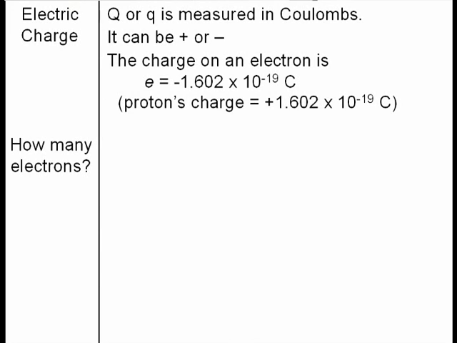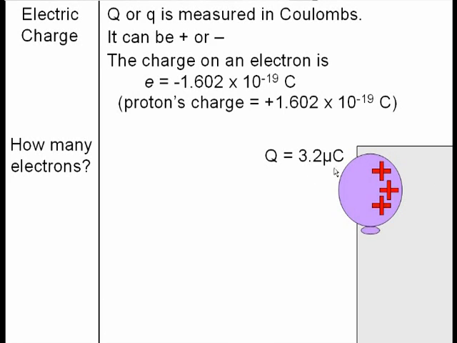So how many electrons would be on that balloon? Let's say the charge on this balloon was 3.2 microcoulombs. Micro is one of these metric prefixes we should have memorized. It stands for 10 to the minus 6 power. So instead of doing a unit conversion from microcoulombs to coulombs, we just substitute times 10 to the minus 6 in place of the micro sign.